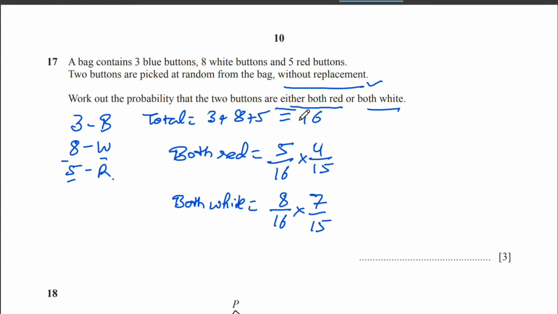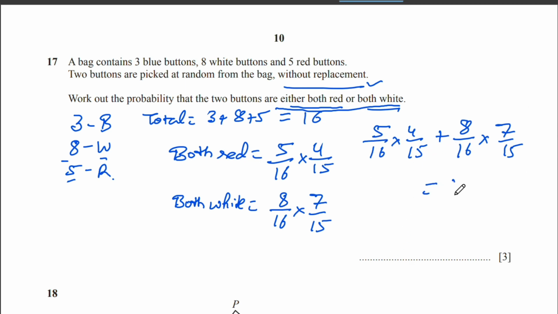Now see, we have to work out the probability of either both red or both white. So what we will do, we'll add 5 by 16 into 4 by 15 plus 8 by 16 into 7 by 15. Now substituting the values in the calculator, you get the probability as 19 by 60. So that's our answer, 19 by 60.